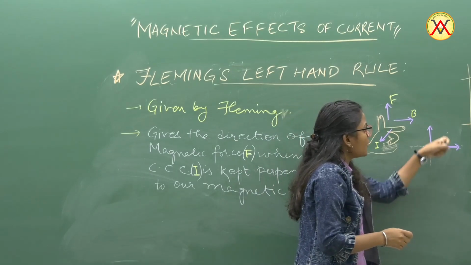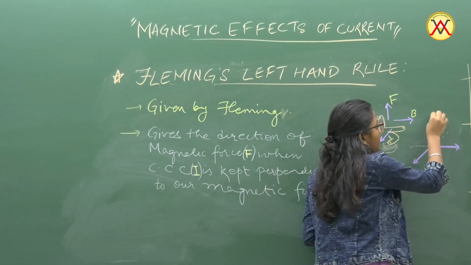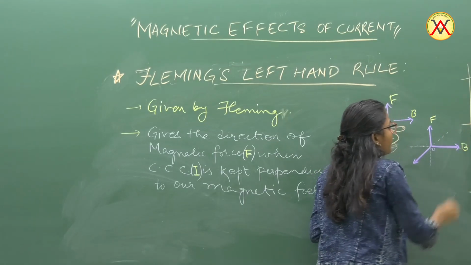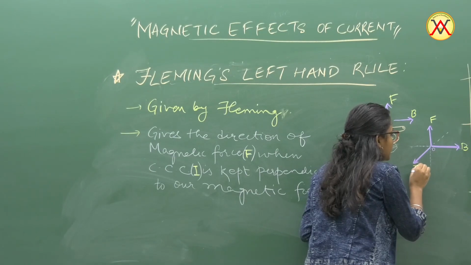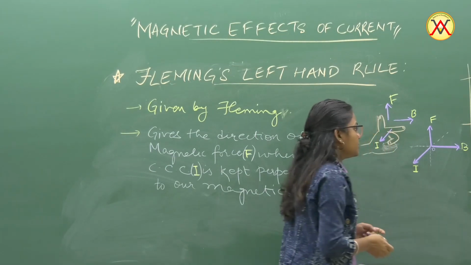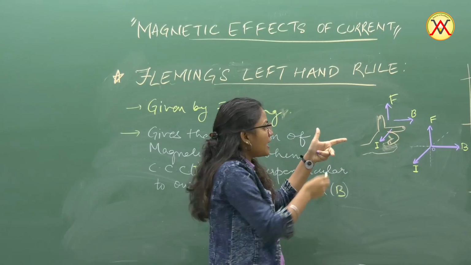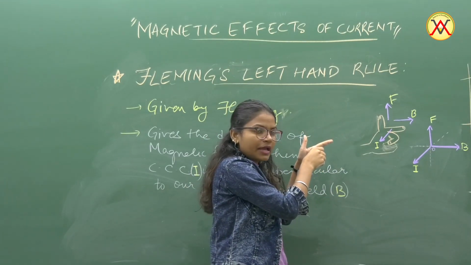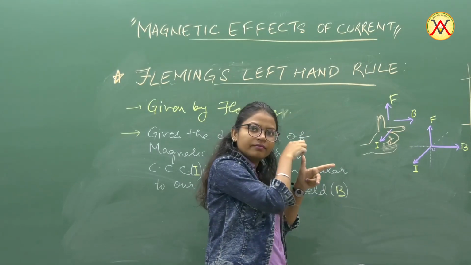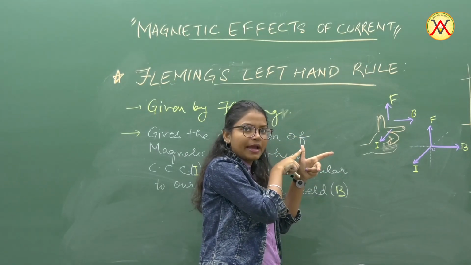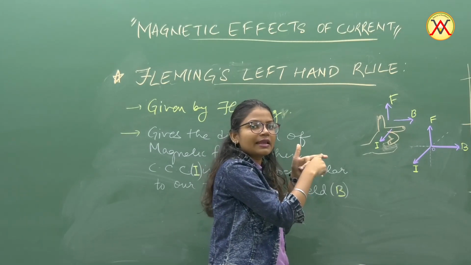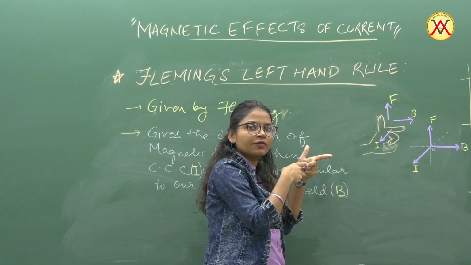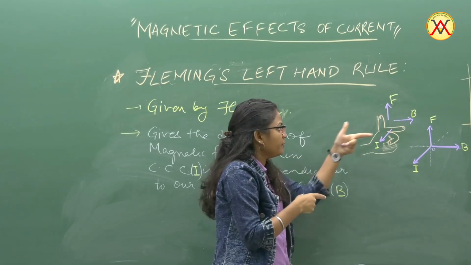So, in the XYZ coordinate system, this is our magnetic force, this is our magnetic field, and towards the Z axis, this is our current. So, just remember it like FBI. It is an American criminal agency, FBI. F means magnetic force by the thumb, B means magnetic field by the forefinger, and I means the direction of current by the center finger. Alright.